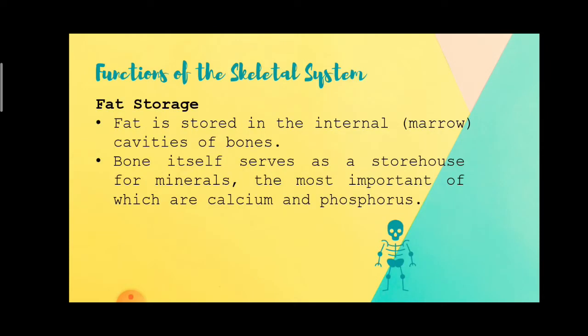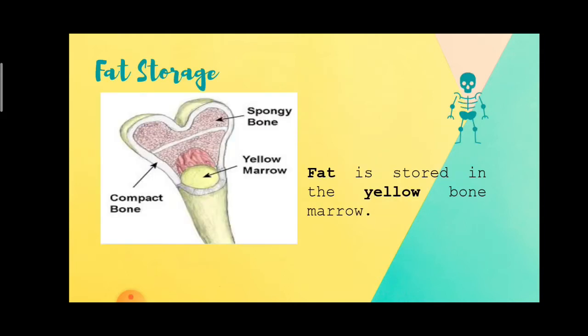The fourth is fat storage. Fat is stored in the internal marrow cavities of the bones. Bone itself serves as a storehouse for minerals, the most important of which are calcium and phosphorus. Fat is stored in the yellow bone marrow.